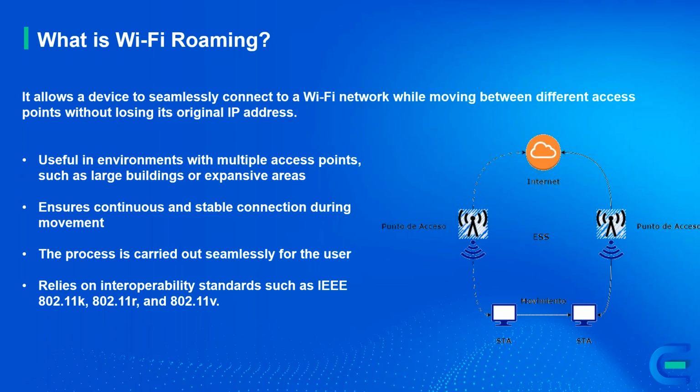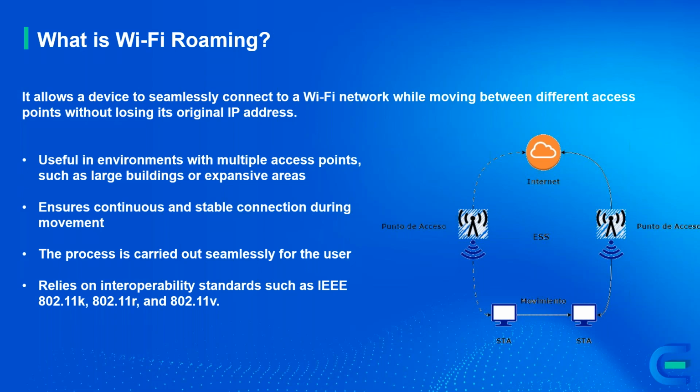And the definition is that Wi-Fi roaming allows a device to seamlessly connect to a Wi-Fi network while moving between different access points, and it's not going to lose the original IP address, right? So in this way, you're going to stay connected to the access points, to the network, and the communication is going to flow seamlessly. You don't have to do anything in the background in order to make this process happen, right?